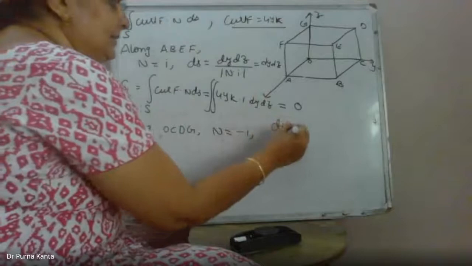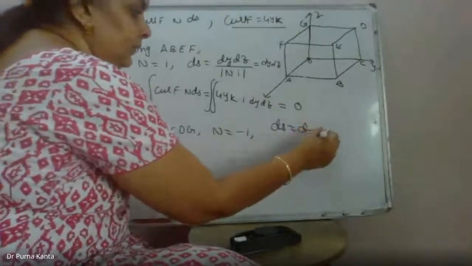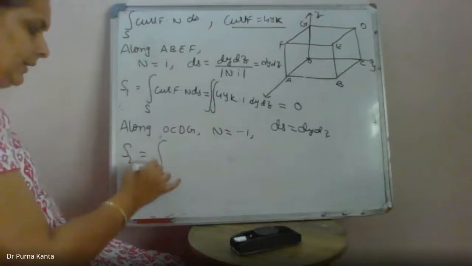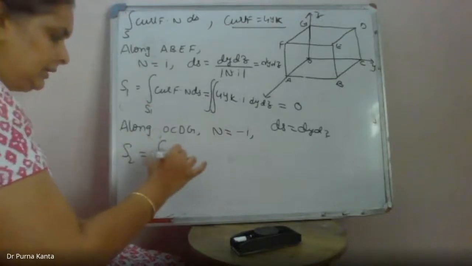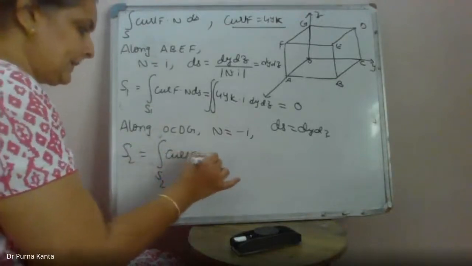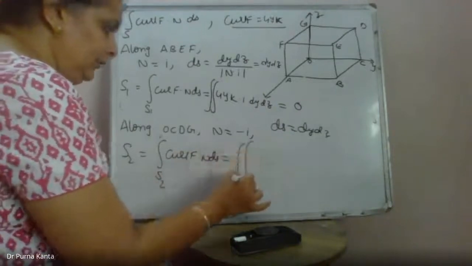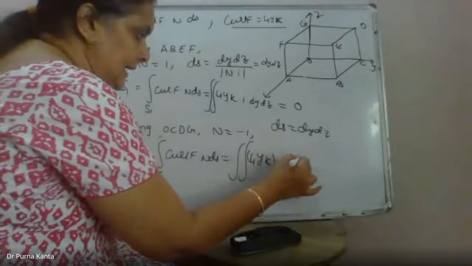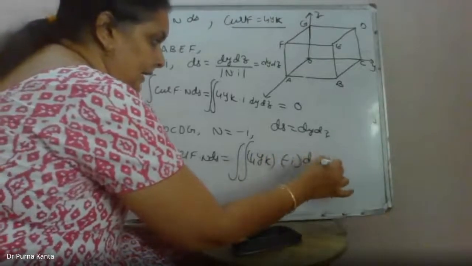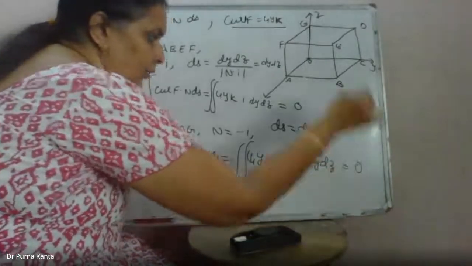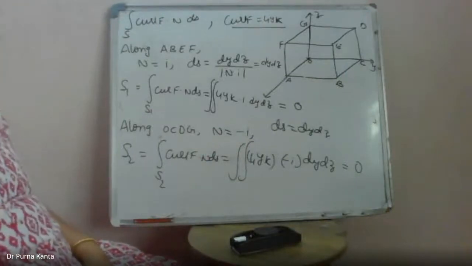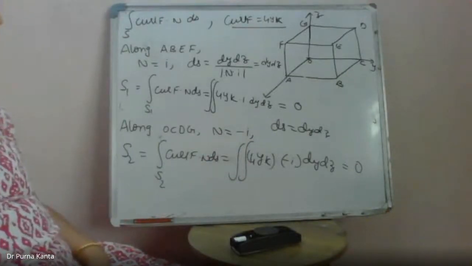Same, ds is equal to dy dz. n dot i equal to 1. So S2, integral over S2 curl F dot n ds, double integral of 4yk dot product with minus i dy dz. Again, k dot i is equal to 0. So S1 and S2, both the values are zeros here. To continue, we'll go now with the y-axis.